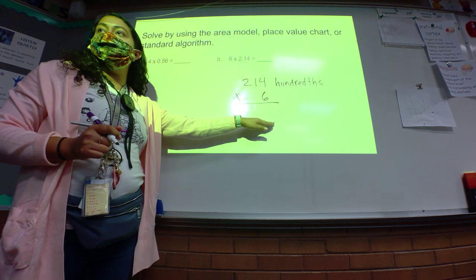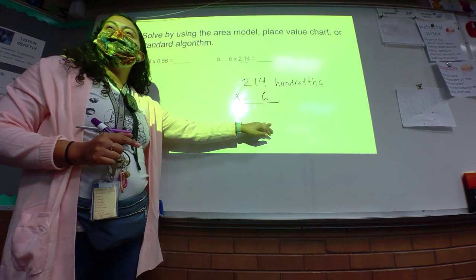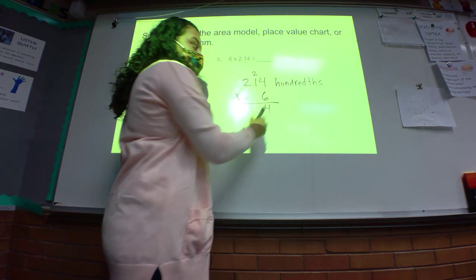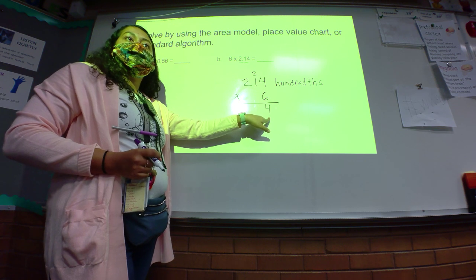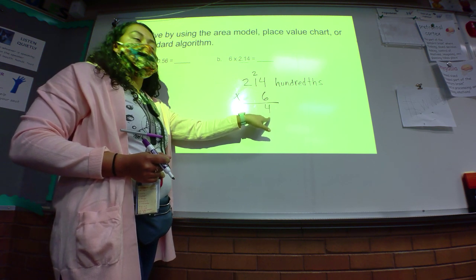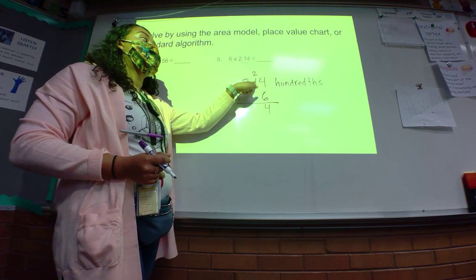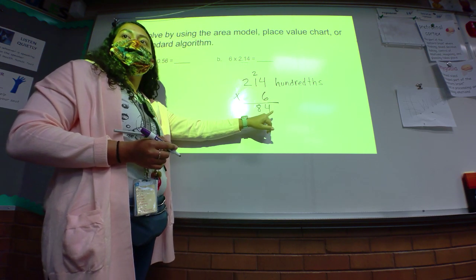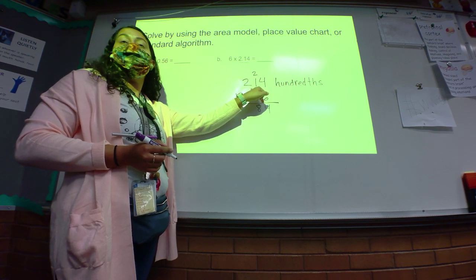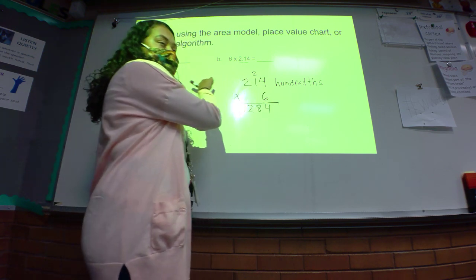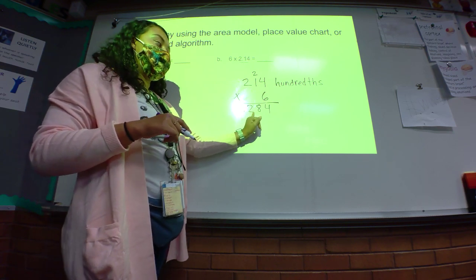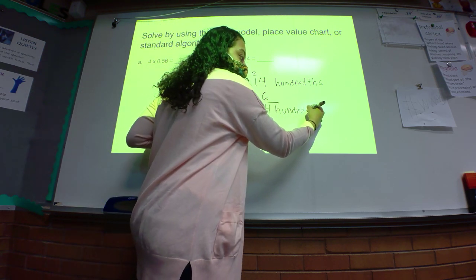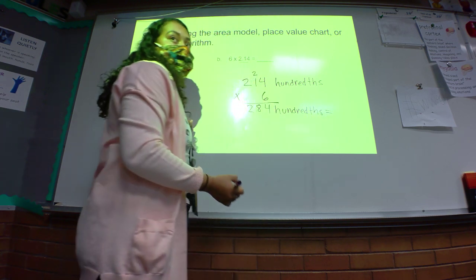This is the standard algorithm of multiplication, okay? So now let's multiply. 6 times 4, 24. Okay, carry the 2, 4 right here. Good, Elian. Okay, 6 times 1, 6 plus 2, 8 right here. Okay, 6 times 2, 12. So 12 down here because we don't have any more digits to carry over. So we have 1,284 hundredths. So we need to bring down that unit and then write it in standard form.